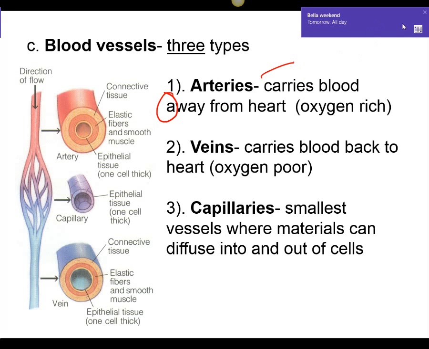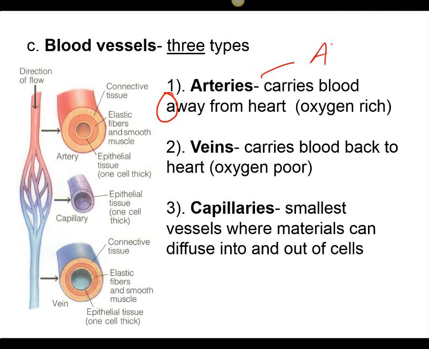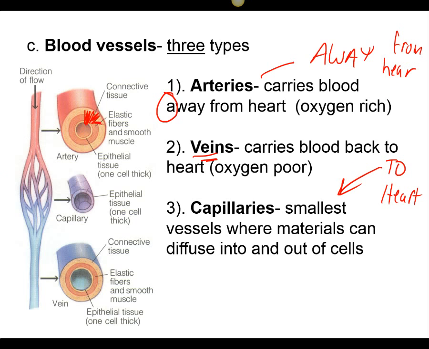An artery carries blood away from the heart. Arteries, away, okay? Veins carry the opposite, to the heart, right? That's how I remember. So arteries are going to be thicker because the pressure in the arteries is greater because it's coming directly from the pump. Veins, they're thinner, right, because it has lower pressure.